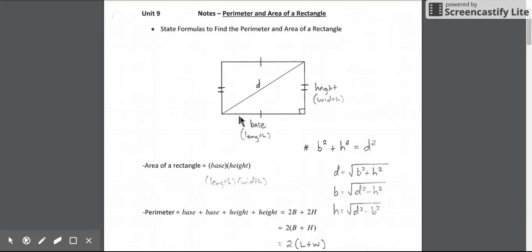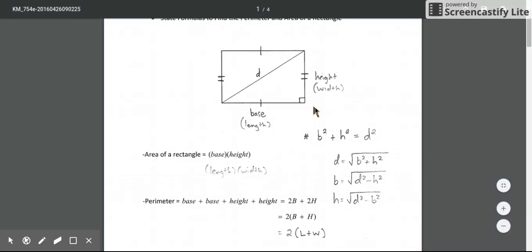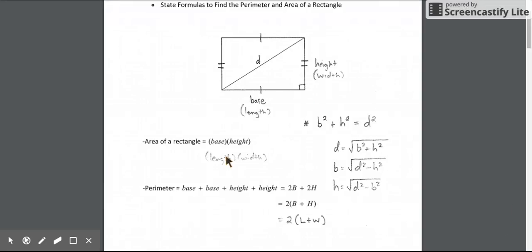So we could call this base and height. We could call it length and width. It doesn't really matter which is which. To find the area of a rectangle, it's the same formula to find the area of any four-sided shape or any quadrilateral. It's base times height. So we could keep it at base times height or change those words to length and width, if that helps.